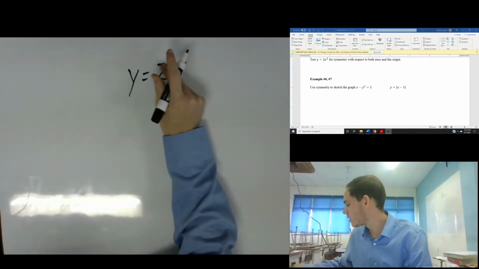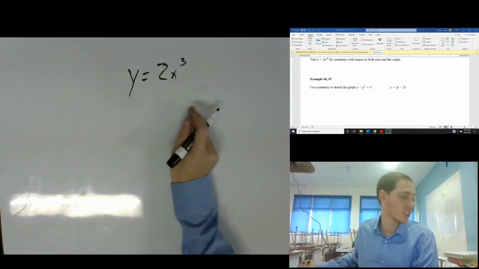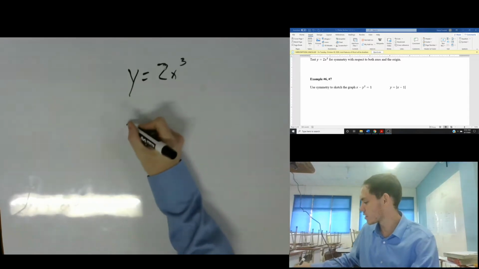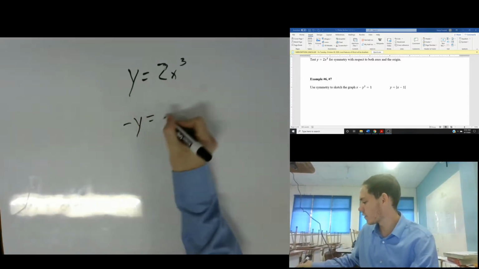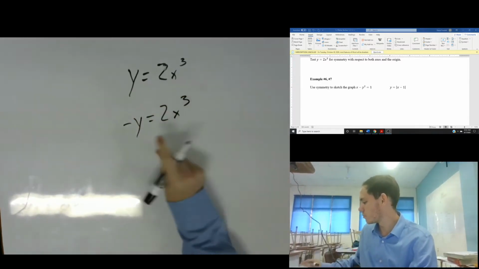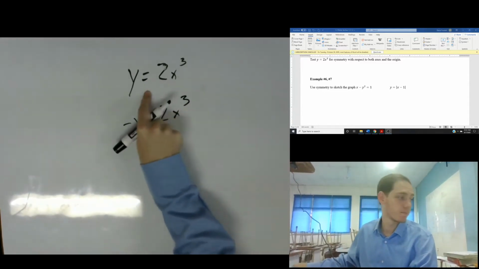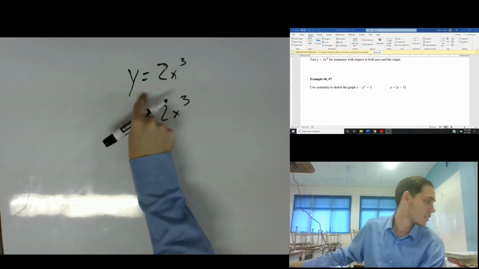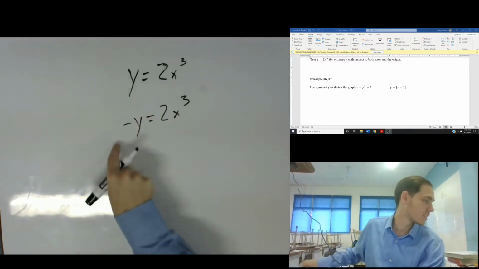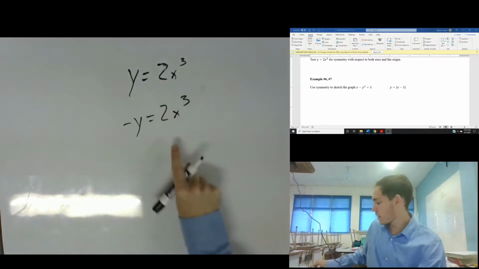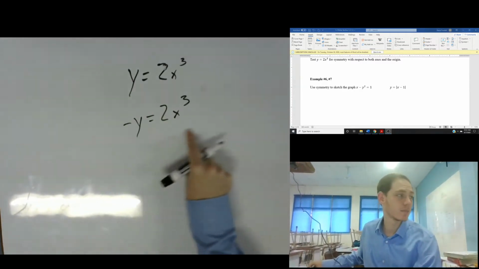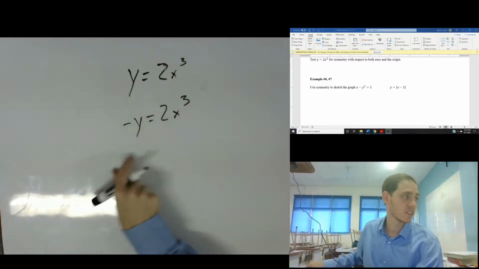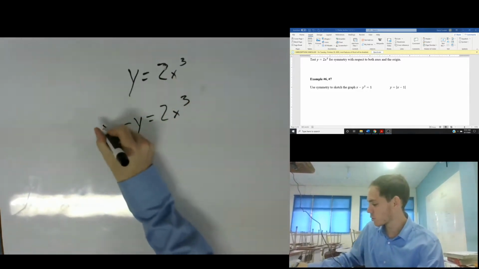plugging in a negative y would change it. So if you have y equals 2x cubed and you plugged in negative y equals 2x cubed, would this be the same thing? Now the answer is actually no, not at all. Why? Because if you replace this negative on the outside, this still is positive over here. So this over here says positive equals positive, this says negative equals positive. So this would not work.